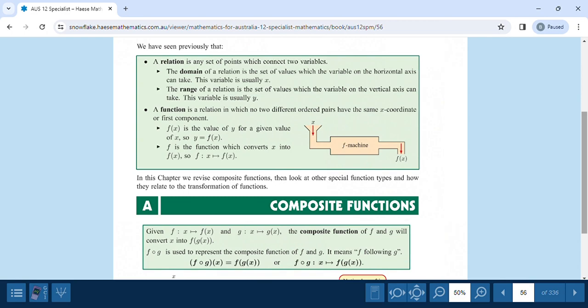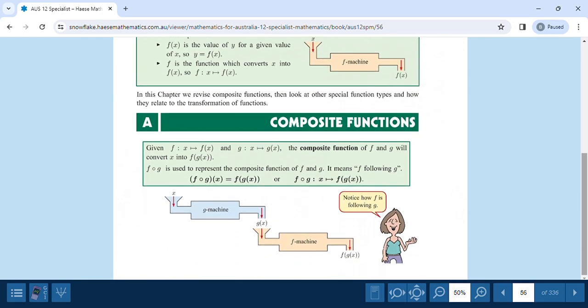So f of 3, for example, is just what is y when x is 3 in terms of a different notation. So composite functions, we go a step further, and we don't just have f of x now, but we've got f of g of x as an example. So we're plugging x into the g formula, and then we're plugging all of that into the f formula afterwards.